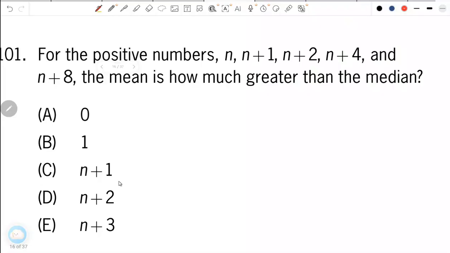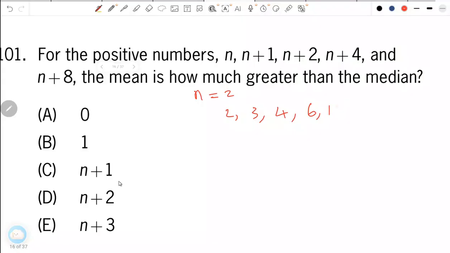N plus 1: 2 plus 1 equals 3. 2 plus 2 equals 4. 2 plus 4 equals 6. And 2 plus 8 equals 10. So we have 2, 3, 4, 6, and 10.